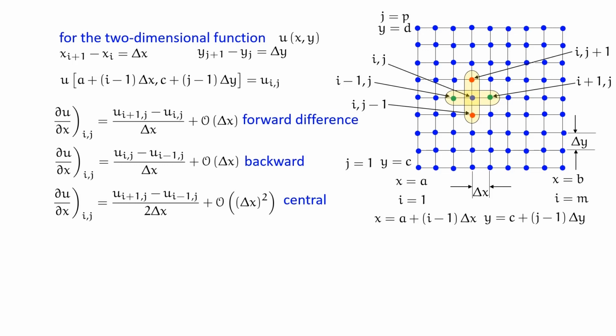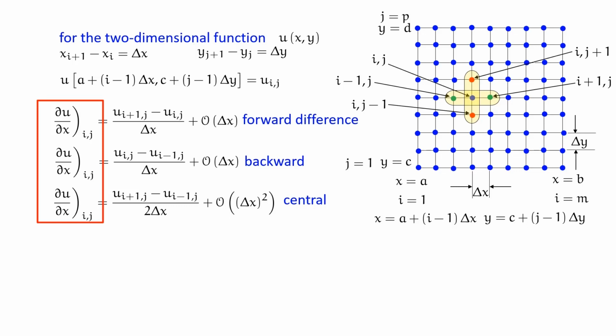As in ordinary derivatives, the partial derivative del u del x, for instance, at grid point ij that is shown here, will be given by u(i+1,j) minus u(i,j) divided by delta x, and this is first order accurate. We know how we get this expression. If you are not convinced, you can expand in a multivariable Taylor series and you will find the same expression.